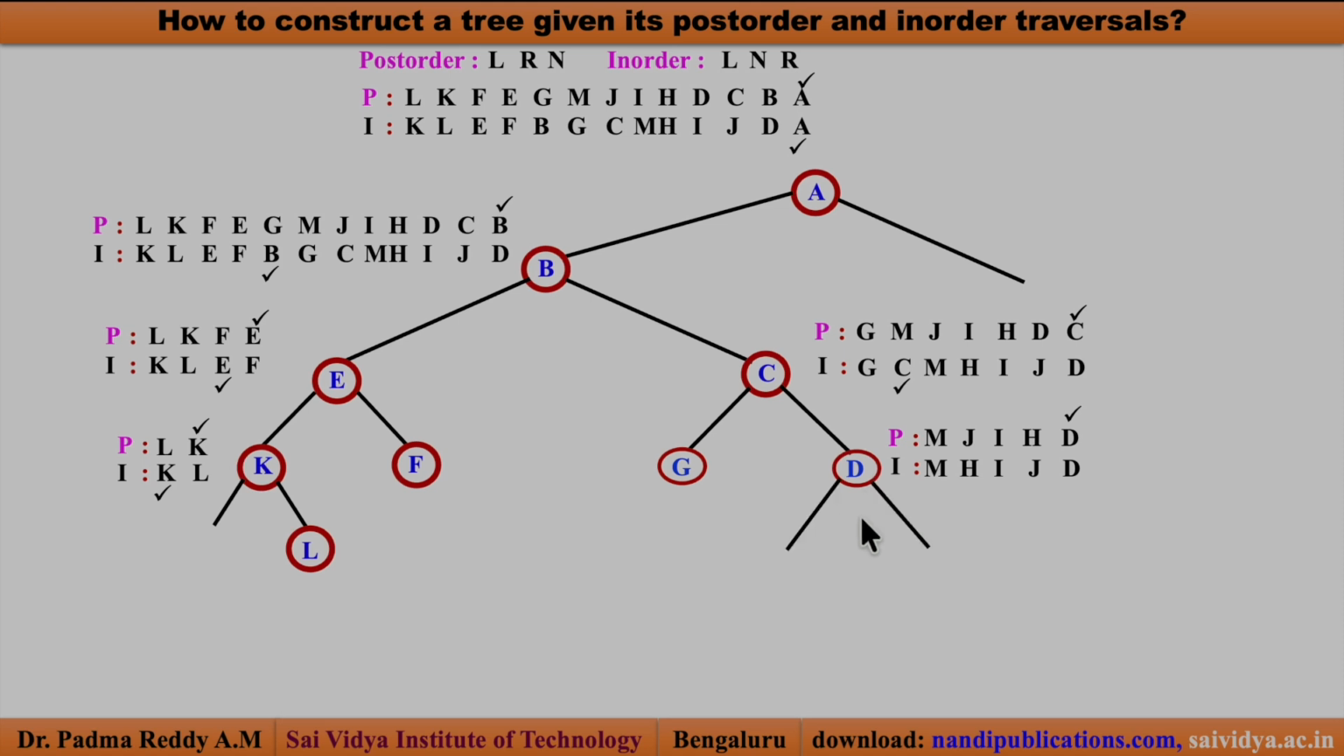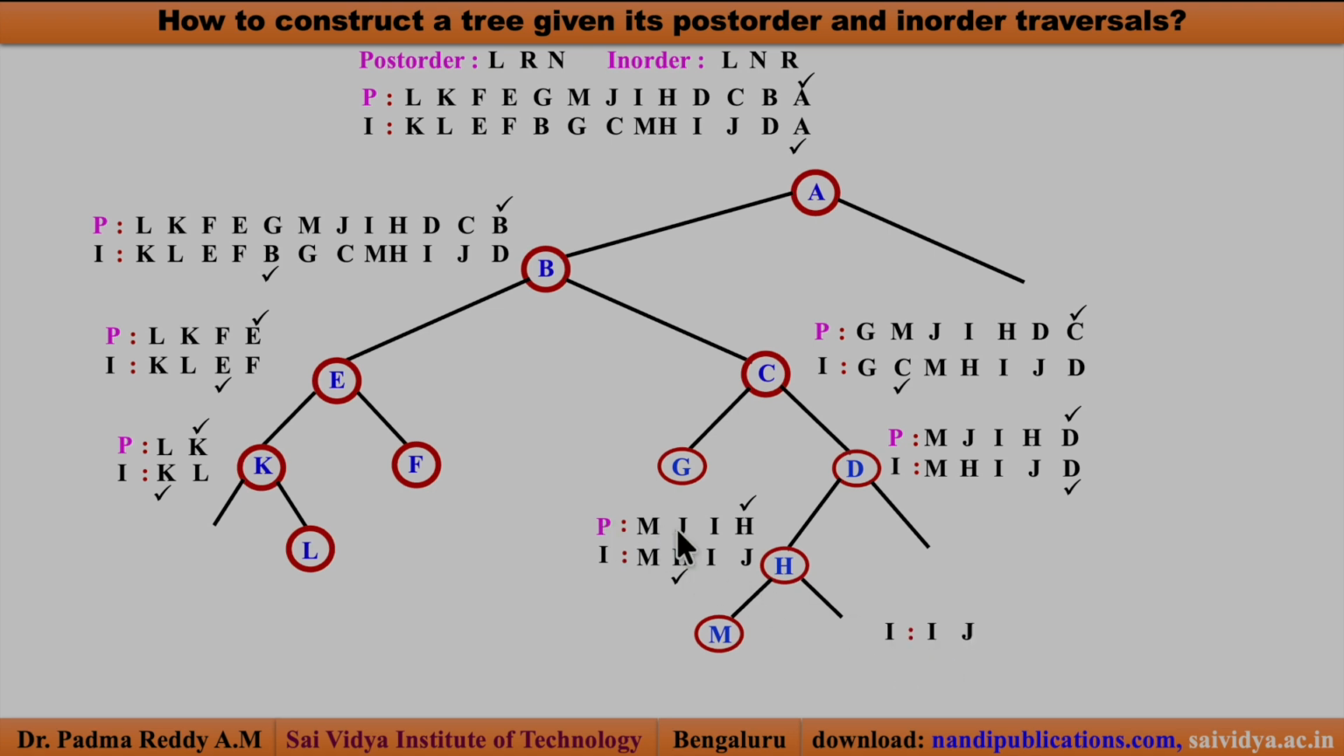To see what is left and what is right, look at the in order traversal where D is present. MHIJ should be the left subtree. What is the corresponding post order? MJIH. So nothing comes towards right of D. To see what is the root node of this left subtree, select H. H will be the root node. To see what is left of H, right of H, look at H in the in order traversal. Towards left of H, what do you have? M. So M will be the left child of H. I and J should be the right child.